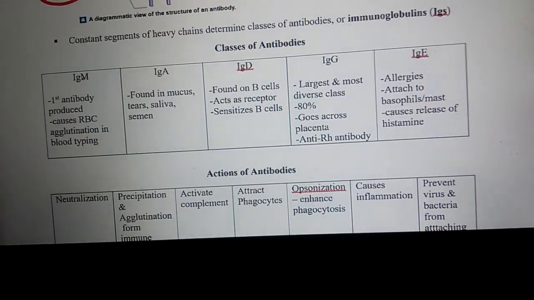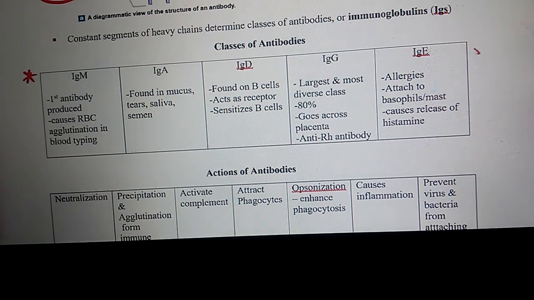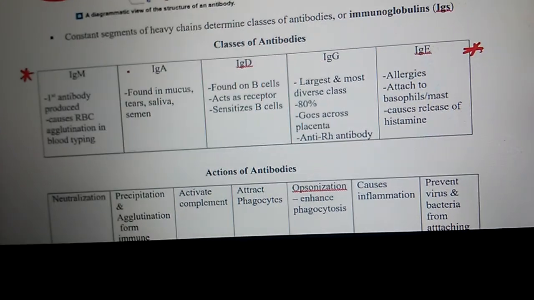This, guys, is just pure memorization. You just have to memorize it. I wish I could say there's anything fancy, but you just have to memorize it.